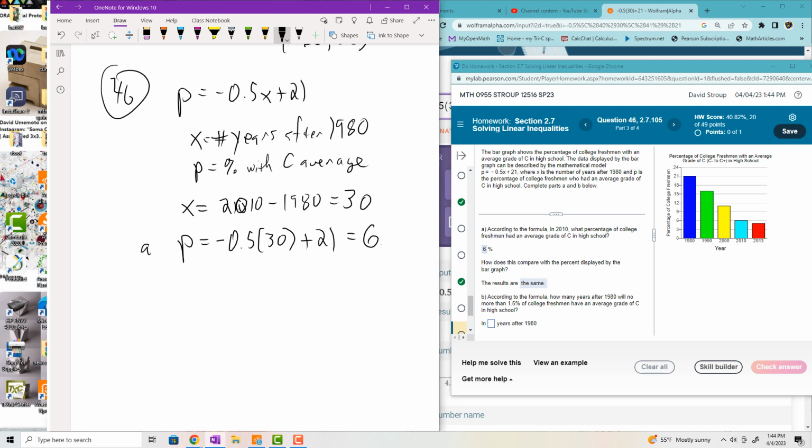Okay, so this is part A. Part B is actually an inequality. So they're having you set up an inequality. They're asking when is the percent, so the percent formula is negative 0.5x plus 21, when will it be no more than 1.5%. The way you interpret that in math is that it has to be less than or equal to 1.5, because 1.5 would be okay, right? It says no more than 1.5. 1.6 is bad, but 1.5%, it fulfills their criteria.